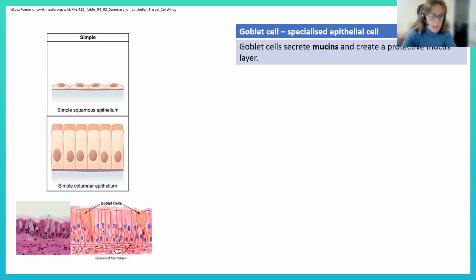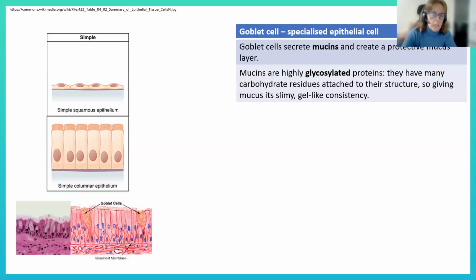So we're going to have a look at a specific example here. These are goblet cells, and they secrete mucins, which create a protective mucus layer. What mucins are is highly glycosylated proteins. So that means they are proteins that have got carbohydrates attached. So it's just a normal protein, but with stuff stuck to it. Remember last session, we talked about proteins quite a bit because we were talking about all these structures inside the cell having these important roles.